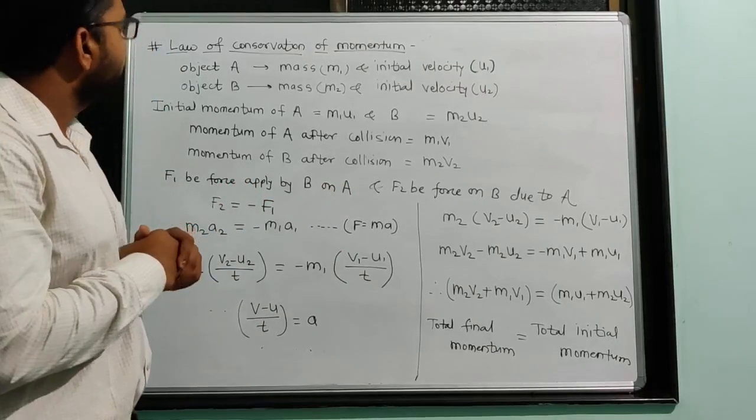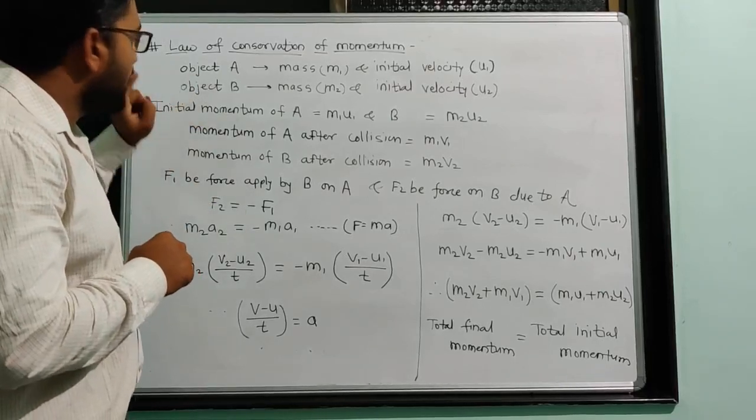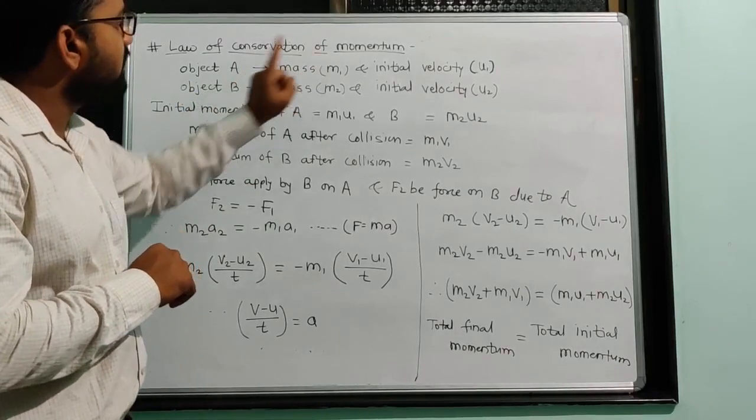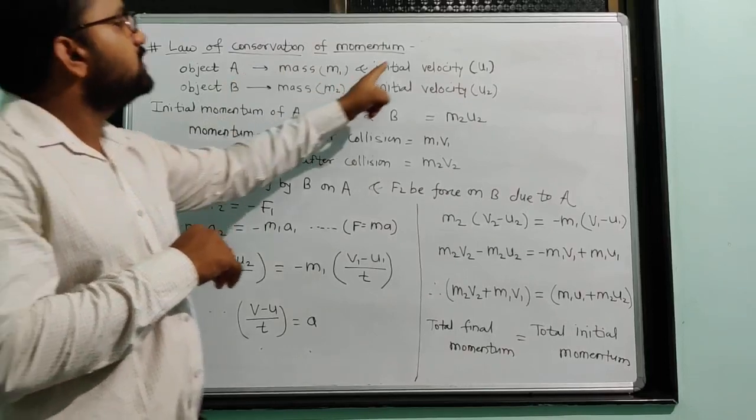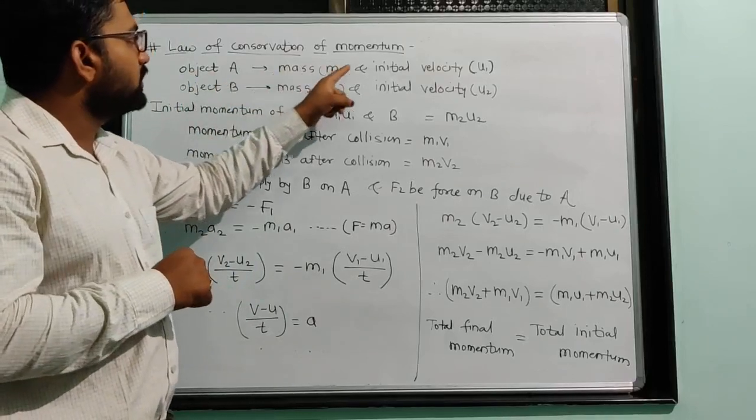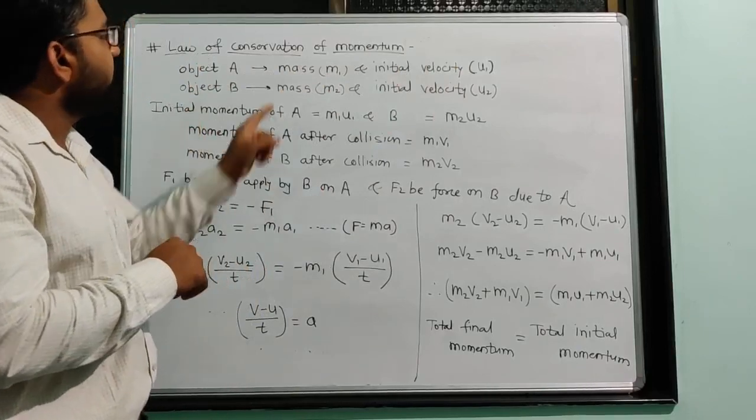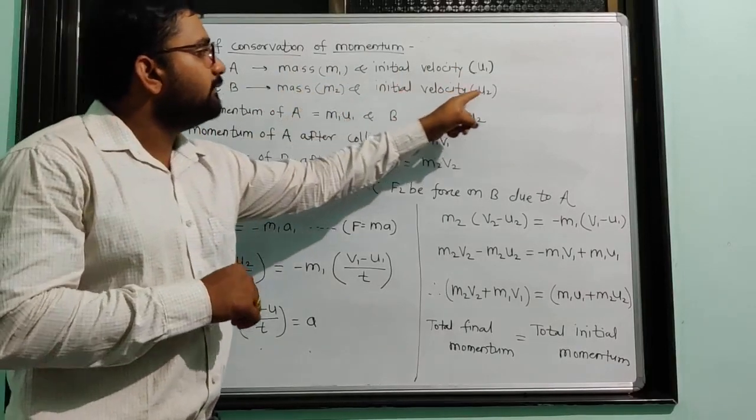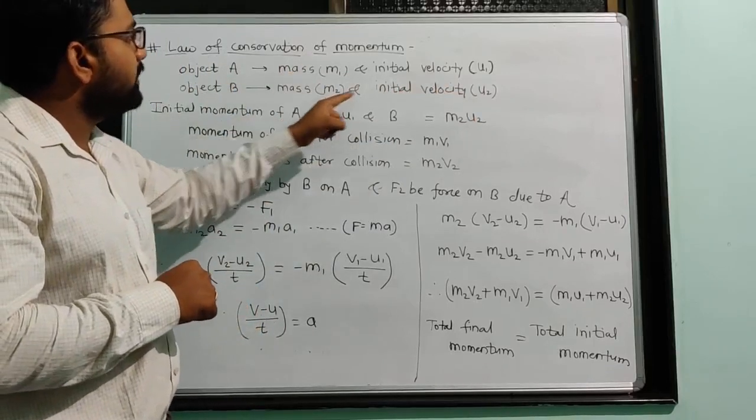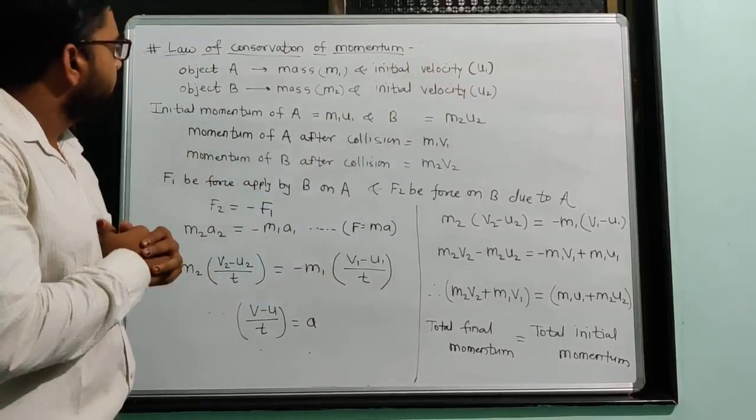So look here, suppose we consider two objects, object A and object B. Object A has mass m1 and its initial velocity is u1. The second object B has mass m2 and its initial velocity is u2.